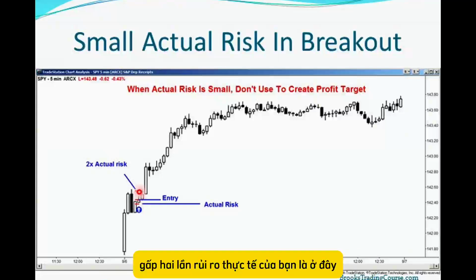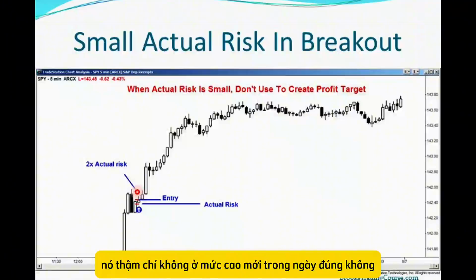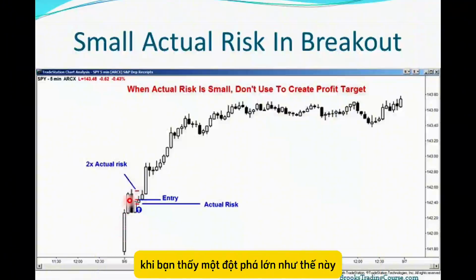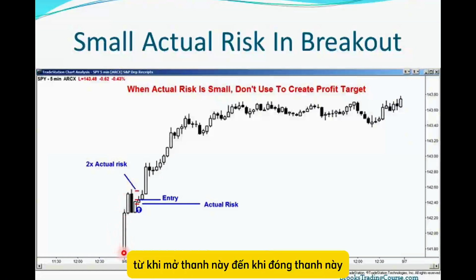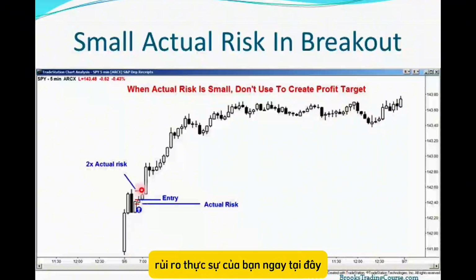2 times your actual risk is right here. It's not even at a new high of the day, right? When you see a huge breakout like this, you know that the odds are probably 60 or 70% that the market will go up to a measured move based on the height of the spike, from the open of this bar to the close of this bar. So somewhere up in here, probably 60, 70% chance the market will get there. And if that's the case, you certainly don't want to be exiting at 2 times your actual risk right here. So you have to use some other logic to find a place to begin to take profits.